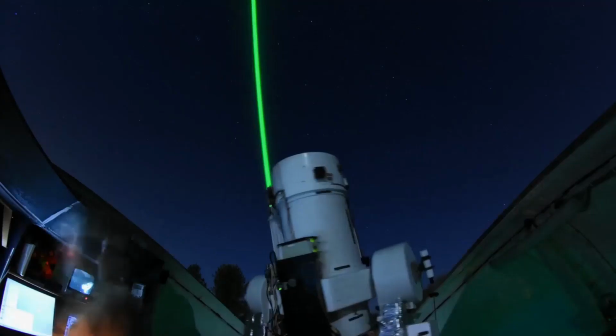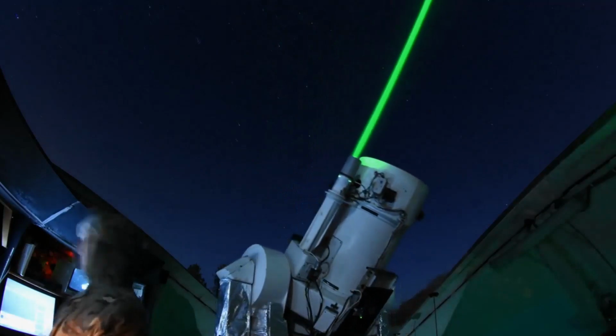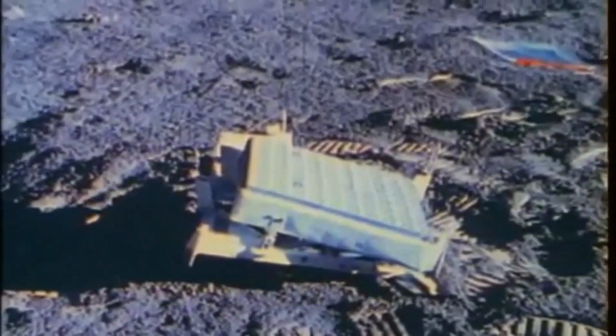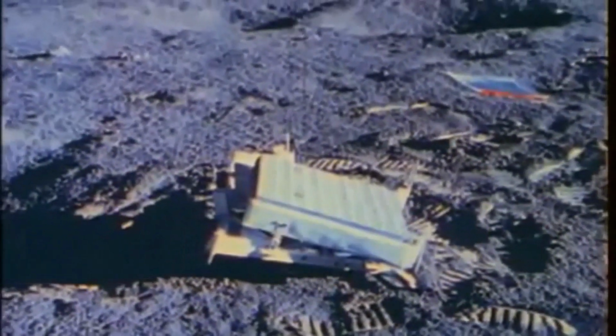If the retroreflector is present in the area illuminated by the laser, it will only receive a minuscule part of the laser signal, and it cannot send back more than it received. This means that the retroreflectors of Apollo are too small to be really effective at such a large distance.